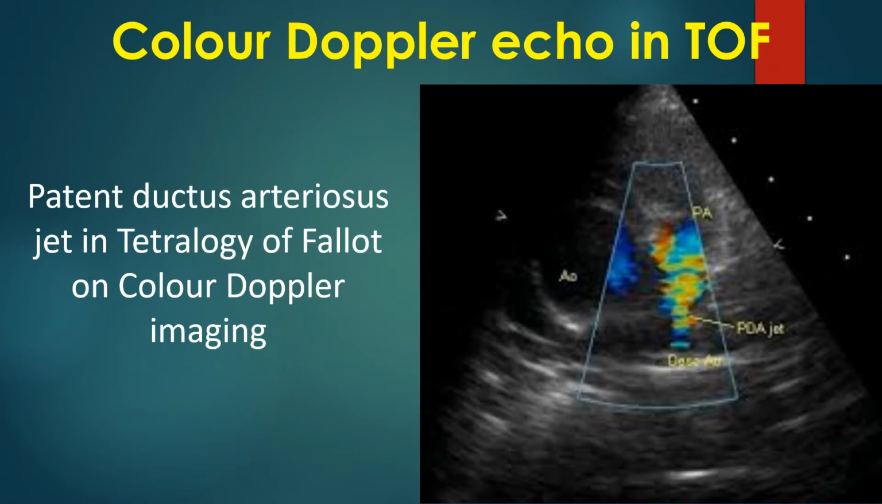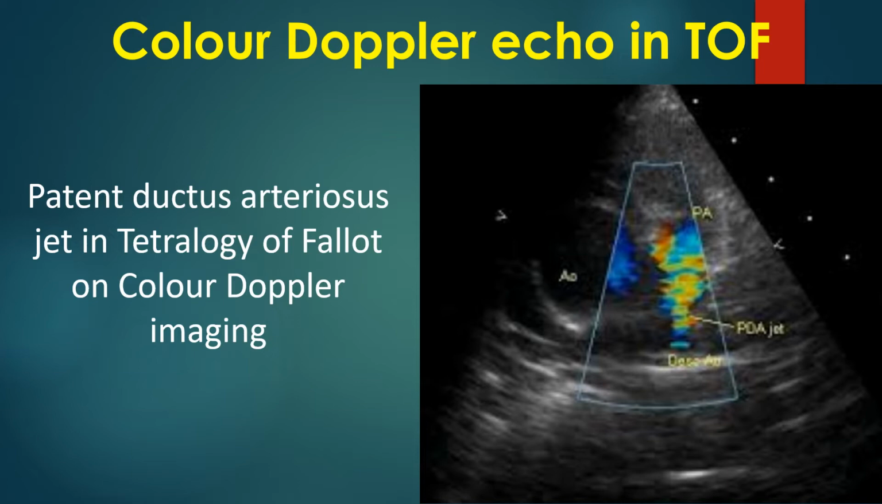Color flow imaging shows a high velocity jet in the pulmonary artery arising distally from the descending aorta, suggesting a patent ductus arteriosus. This is one of the compensatory mechanisms to improve pulmonary flow in tetralogy of Fallot. Another mechanism is major aortopulmonary collateral arteries or MAPCA. Intrapulmonary collaterals can also occur in tetralogy of Fallot.